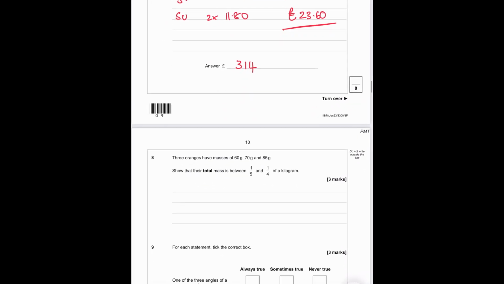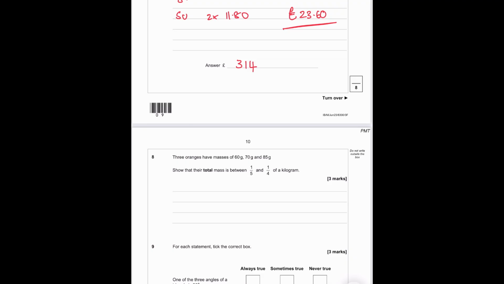3 oranges have masses of 60, 70 and 85 grams. Show that their total mass is between 1/5 and 1/4 of a kilogram. So if we add those 3 masses together, we get 215 grams, which equals, if we change it to kilograms, 0.215 kilograms. Now, 1/5 of a kilogram is equal to 0.2, and 1/4 of a kilogram would equal 0.25. So we have shown that it is in between those two answers.